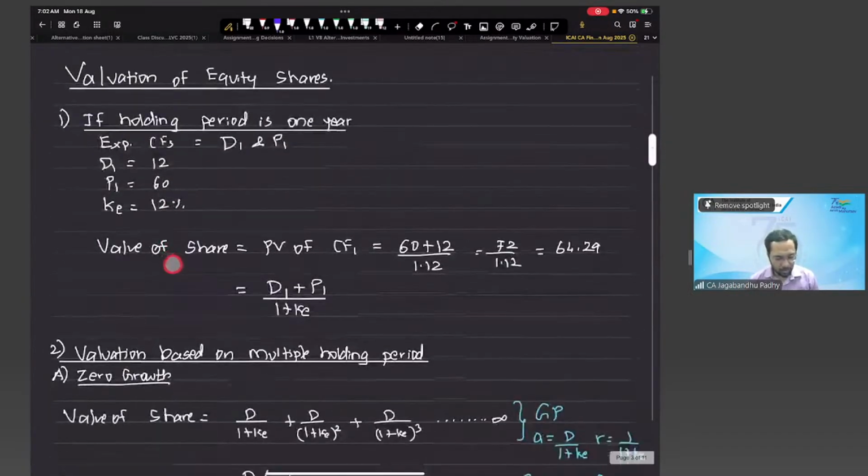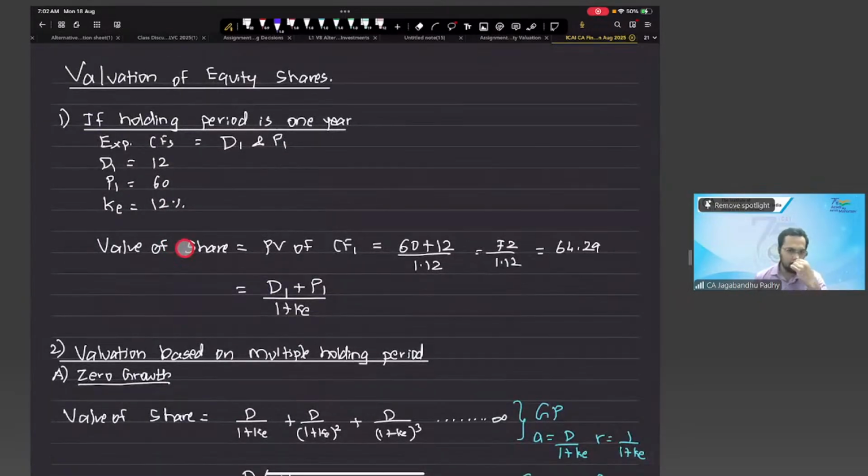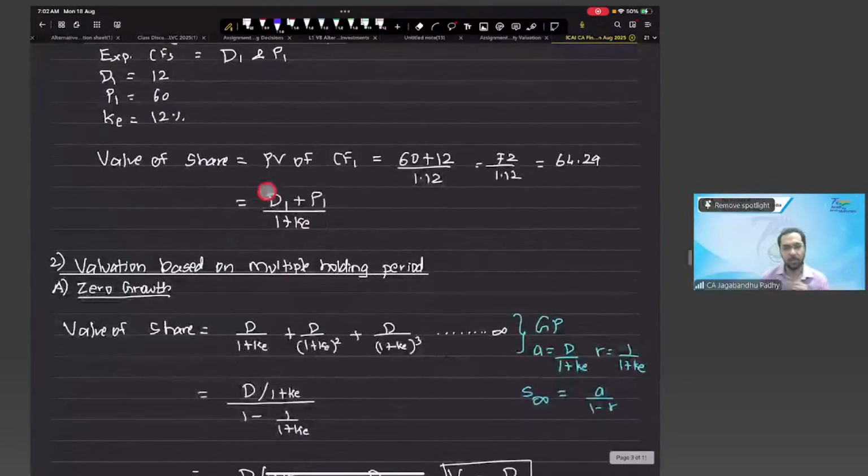Then when we are valuing the equity shares, we obviously wanted to take the present value of the cash flows. So one way of looking at it is, if the holding period is just 1 year, you just take the present value of one dividend that you're going to receive and the price. Similarly, if you have multiple holding periods, or where you don't know for what time period the holding period is going to be, we said it's going to be held for, let's say, perpetuity.